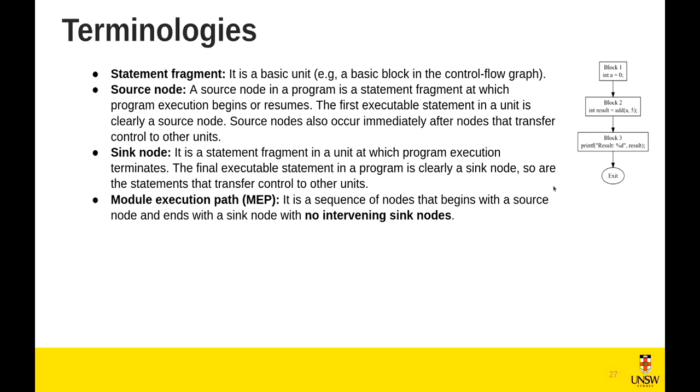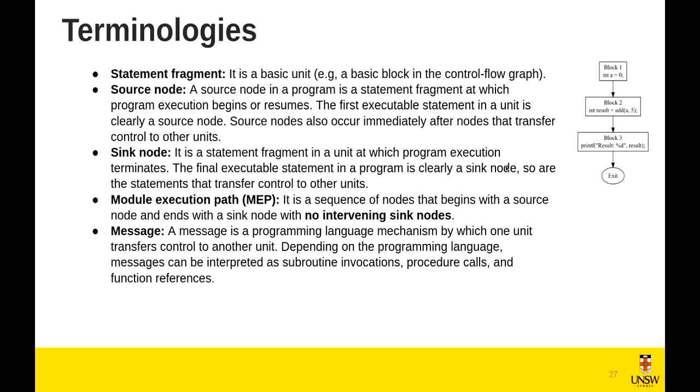Since we have source, we have sink, we could have module execution path. A module execution path is a sequence of nodes flowing from source to sink. And there shouldn't be any intervening sink nodes in between. So one MEP, or one module execution path, should only have one sink node. So this is one source and one sink. This is called a module execution path, which means that we are still dealing with one module here.